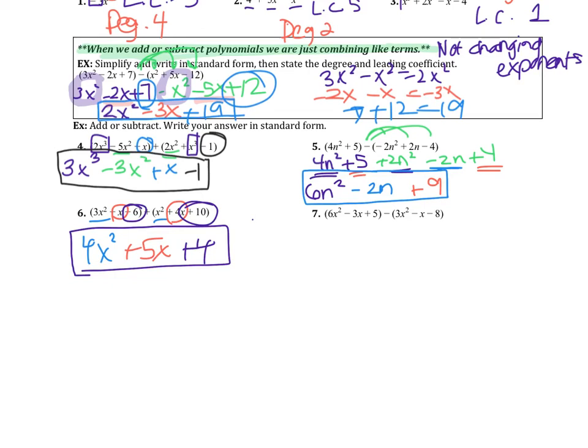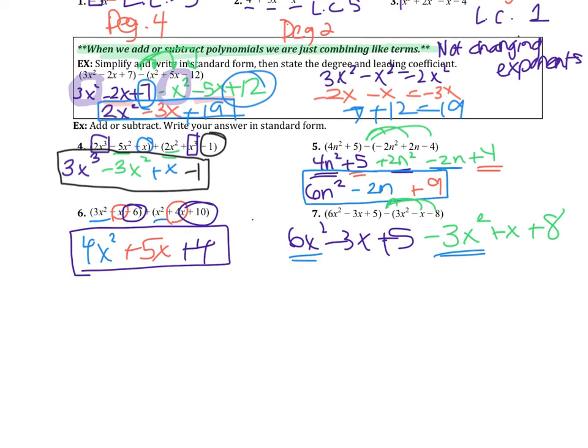Number 7 is subtraction. So the very first thing I'm going to do is distribute this negative. So 6x squared minus 3x plus 5 is going to stay exactly the same. But over here, I'm going to subtract 3x squared minus negative x, so plus x, minus negative 8, so plus 8. Then I'm going to combine like terms.